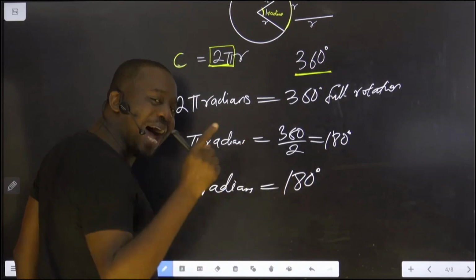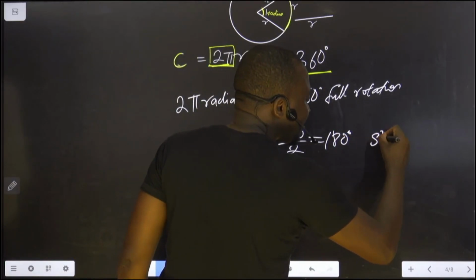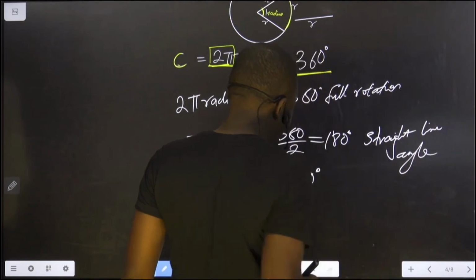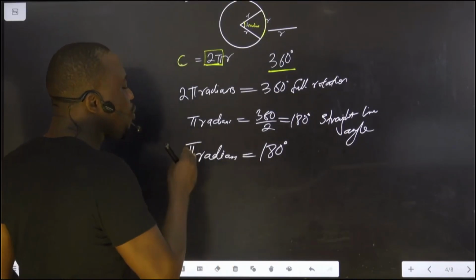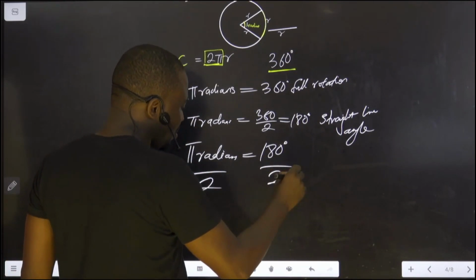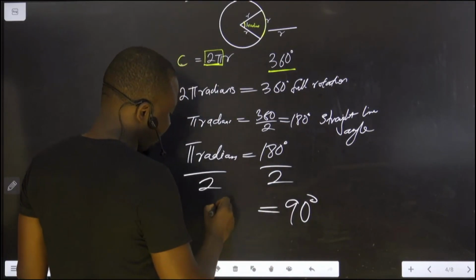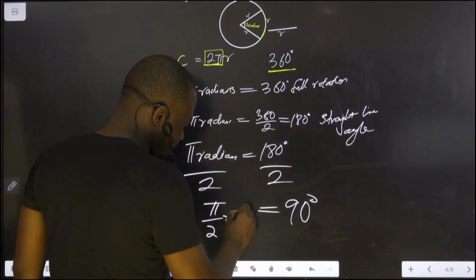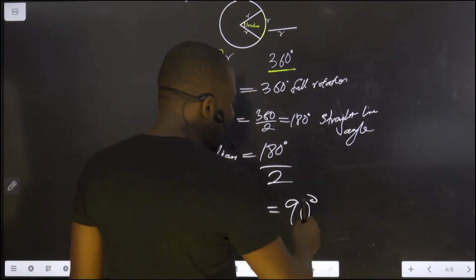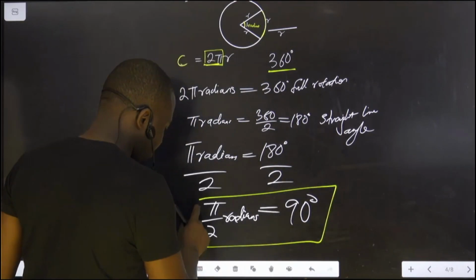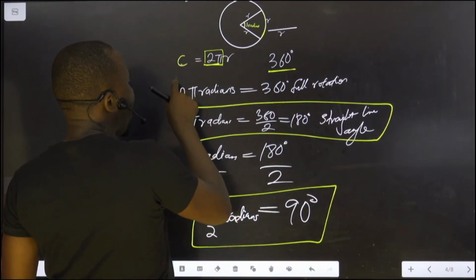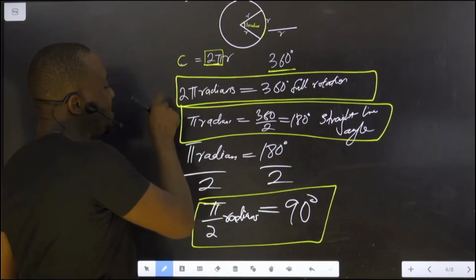And you agree with me that the angle on a straight line is what? 180 degrees, a straight line angle. Then if you want to see the equivalent in radians for 90 degrees, you divide both sides by 2. You are going to have here 90 degrees, pi over 2 radians. So now we have here for 90 degrees, here for 180 degrees, and here for what? 360 degrees.